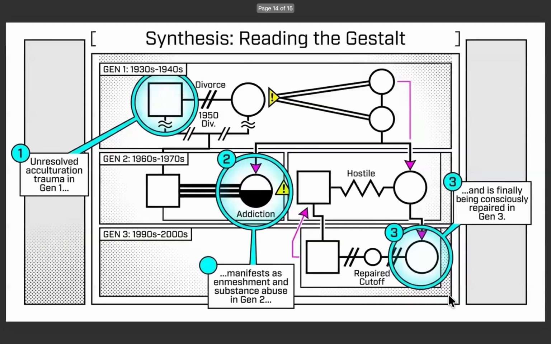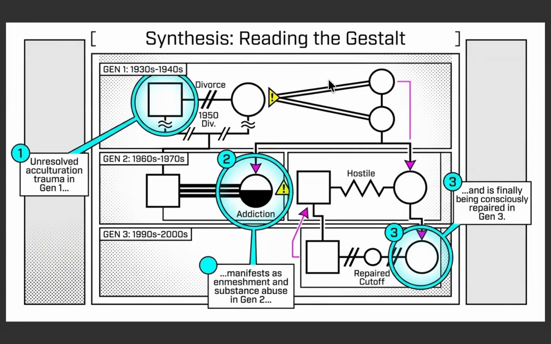Now, the synthesis, if we look here. This is an example here of unresolved acculturation trauma in generation one. Okay, let's just say in this particular case, generation one, 1930s to 1940s. There was a divorce. There was a repair.